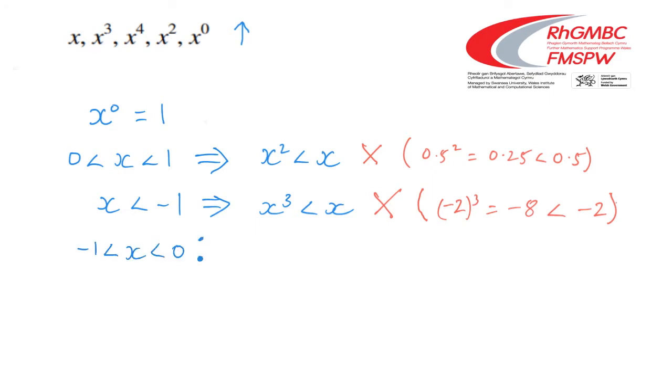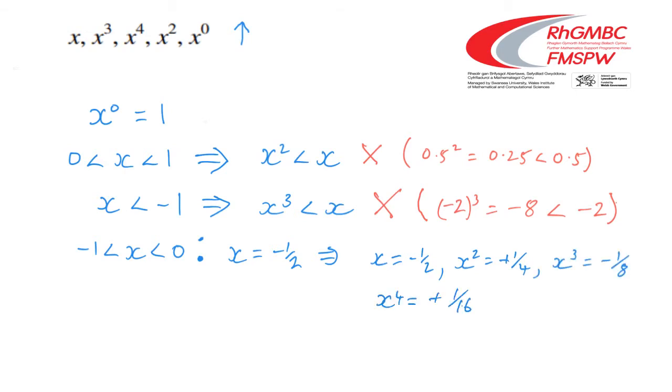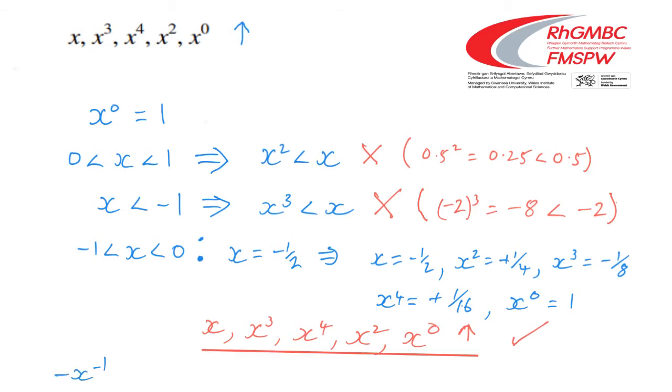Next, we consider values of x in the region from minus 1 to 0. An example of this would be using x equals minus a half, and this would in fact give the values shown, which are acceptable. And so it only remains to decide where in this list minus x to the minus 1 would fit. And using minus a half, we can see the value 2, and so this number is in fact the largest and goes in the list after x to the power 0.